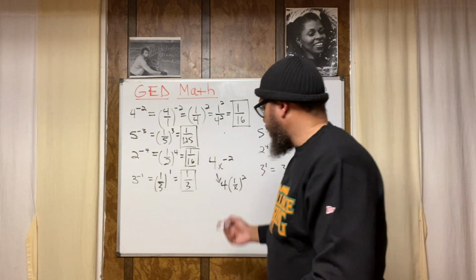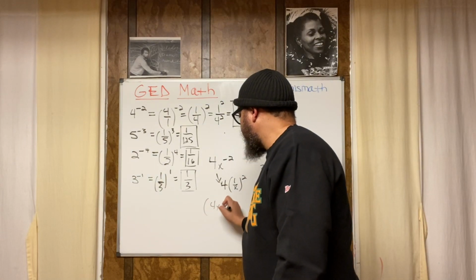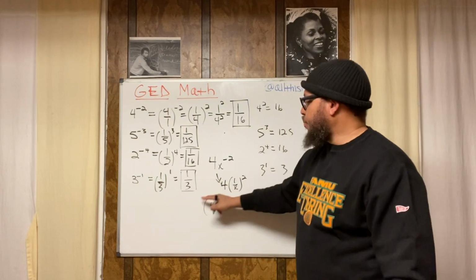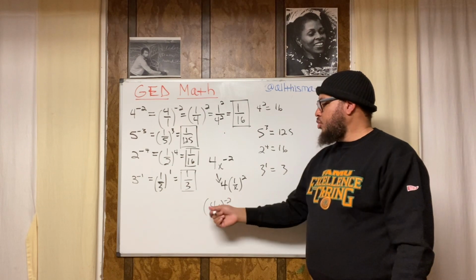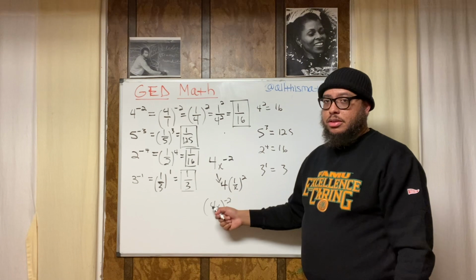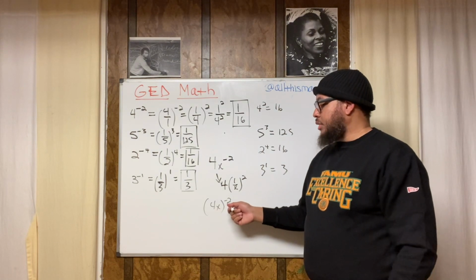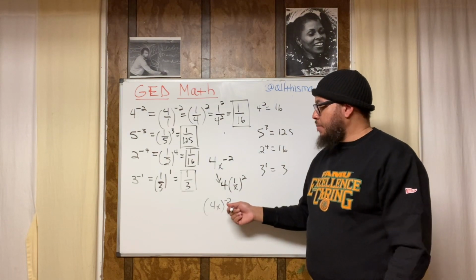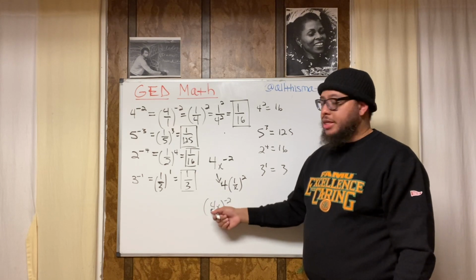Now, check this out, though. If you saw this, 4x in parentheses with a negative 2, these parentheses mean that this negative 2 do got something to do with this 4. This negative 2 got something to do with everything inside the parentheses. That's what happens when you got an exponent outside the parentheses. It means that the exponent's got something to do with everything inside the parentheses.